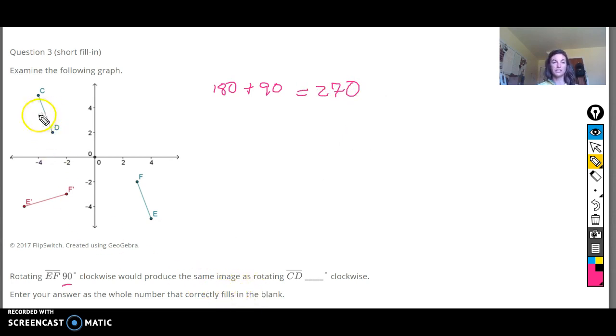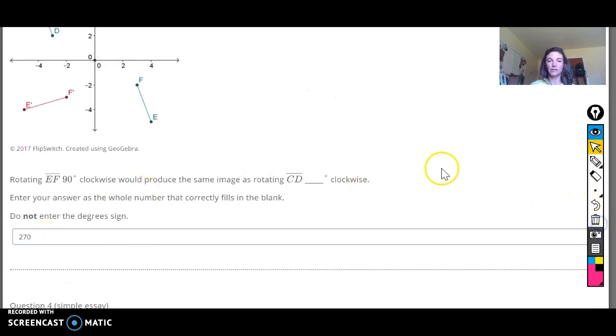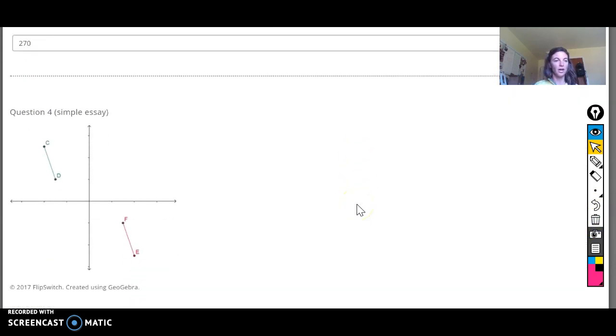When I first looked at this, I thought it was a counterclockwise rotation, and that's not the case. They're actually going here and then here, so it's a 270 degree clockwise rotation. All right, so all you need to do here is just type 270 into that box. And that's it. They already have the little degree symbol and everything in there for you.